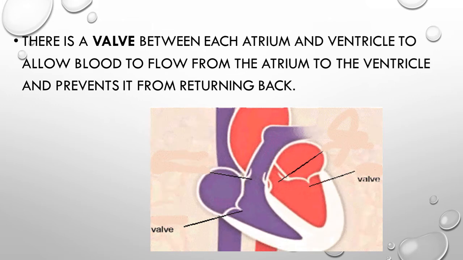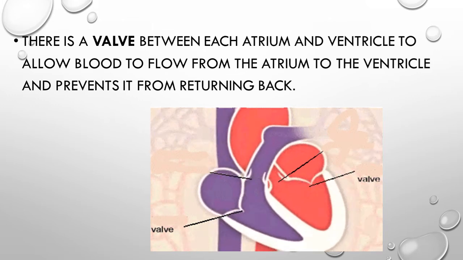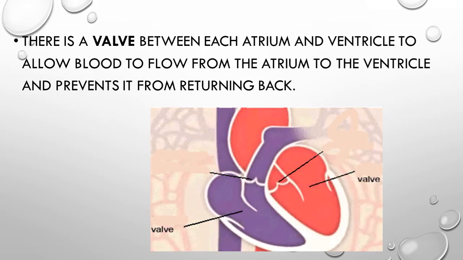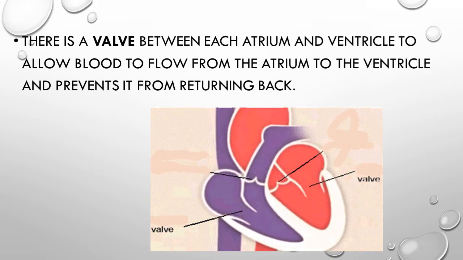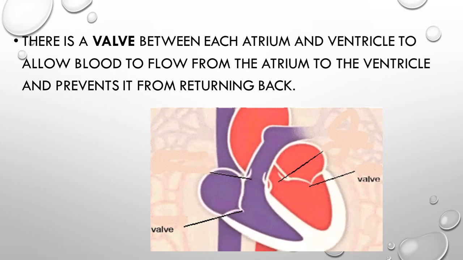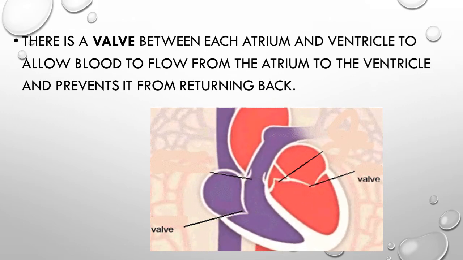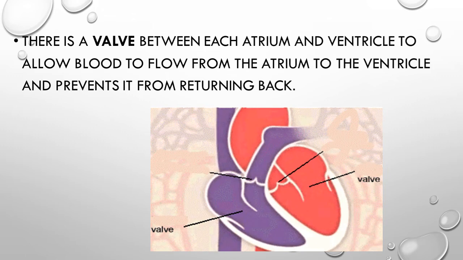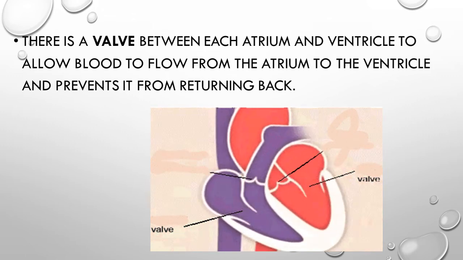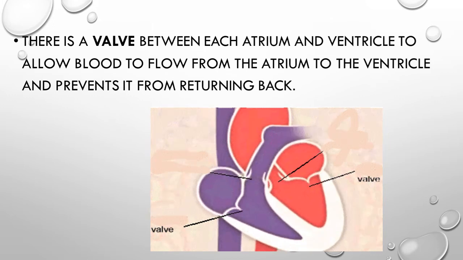And there is a valve between each atrium and ventricle. Valve means صمام. There is a valve between the right atrium and right ventricle, and also there is a valve between the left atrium and left ventricle. Miss, what is the importance of the valve?